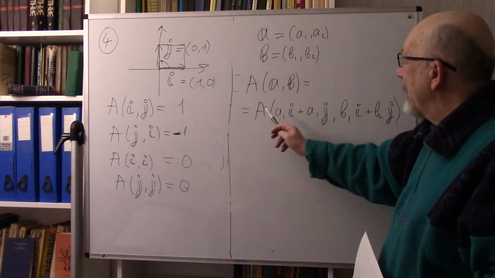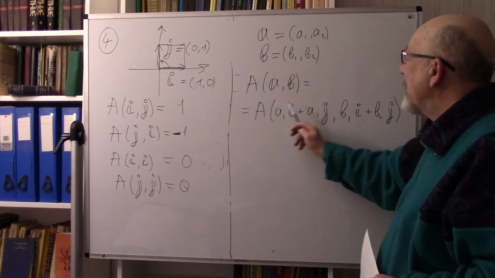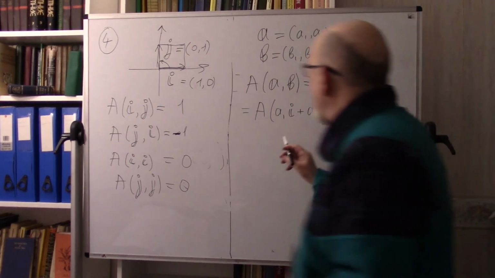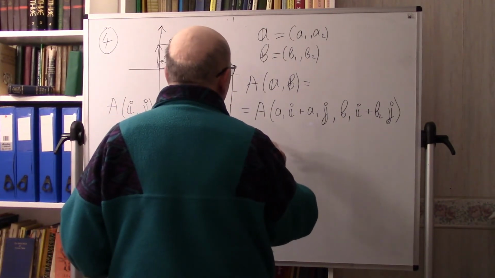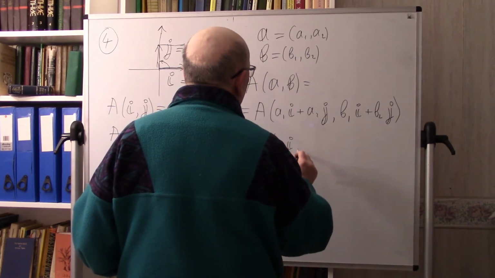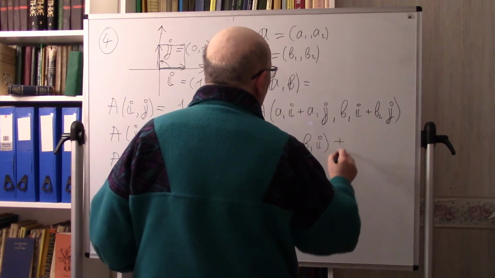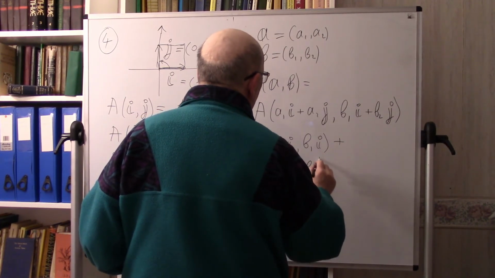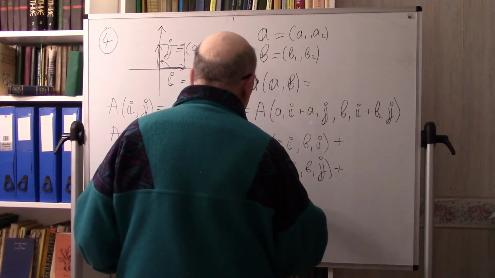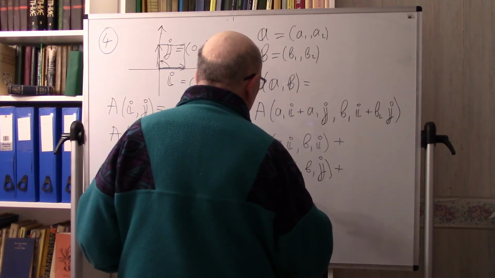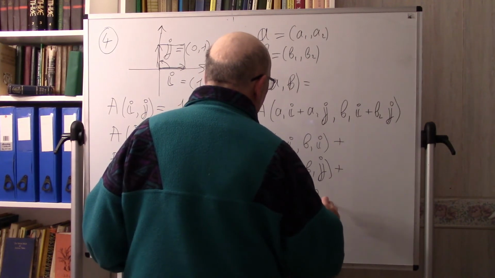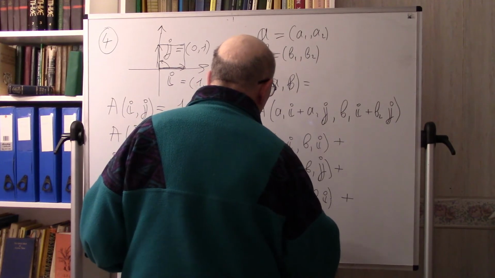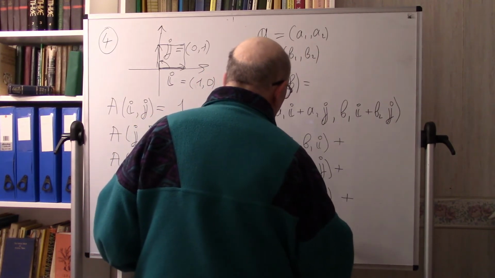Now we know that the function area is linear with respect to the first argument and linear with respect to the second argument. So this means that we can open these brackets and write the following: area of a1 i, b1 i, plus area of a1 i, b1 j, plus area of a2 j, b1 i, plus area of a2 j, b2 j.